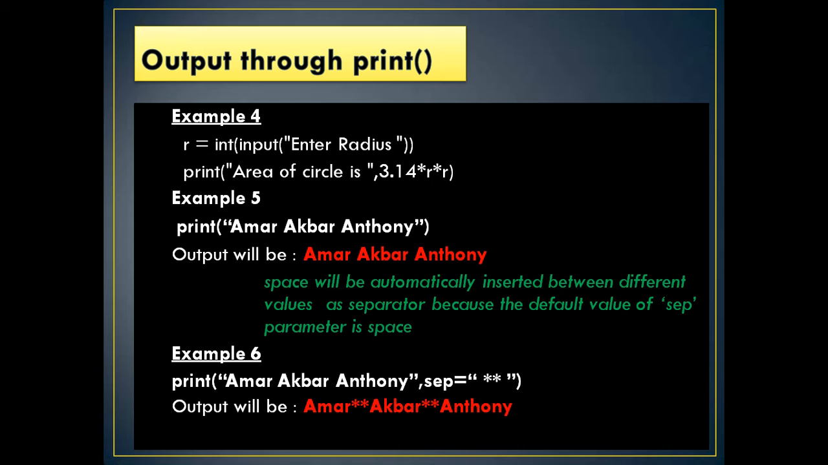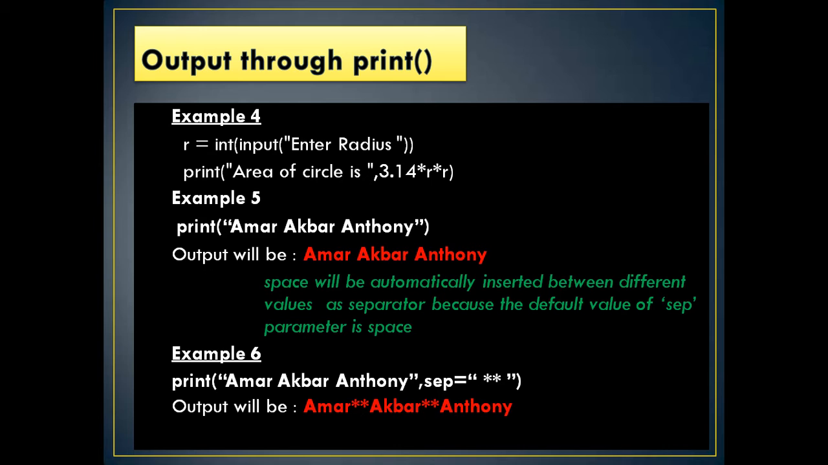Here you can see int input, enter radius, means whatever radius value you enter will be converted into an integer due to the int function. So "Area of circle is" is the message, comma, 3.14 into r into r, pi r square. Similarly, a message is given as Amar Akbar Anthony. The output will be printed as it is.